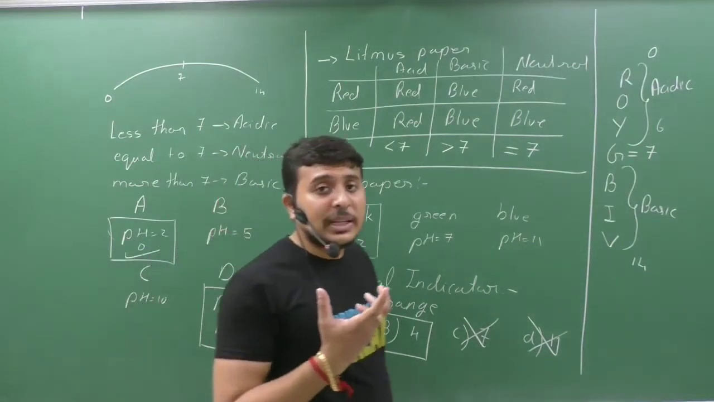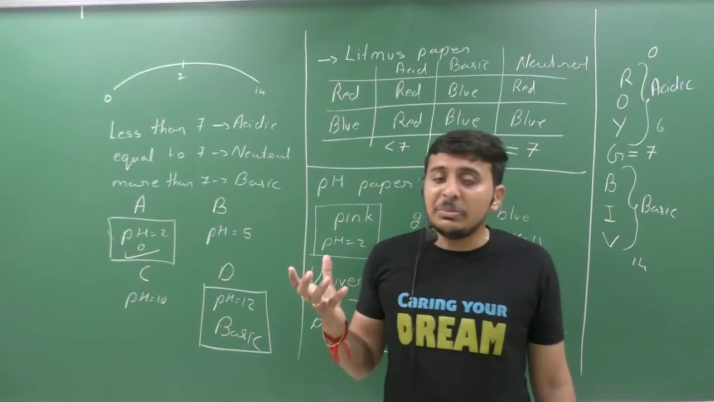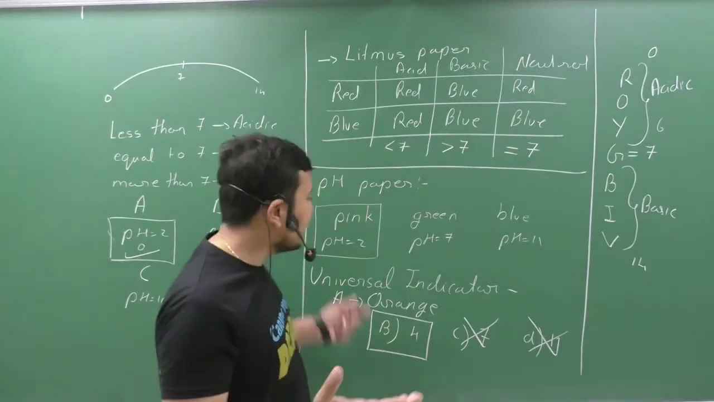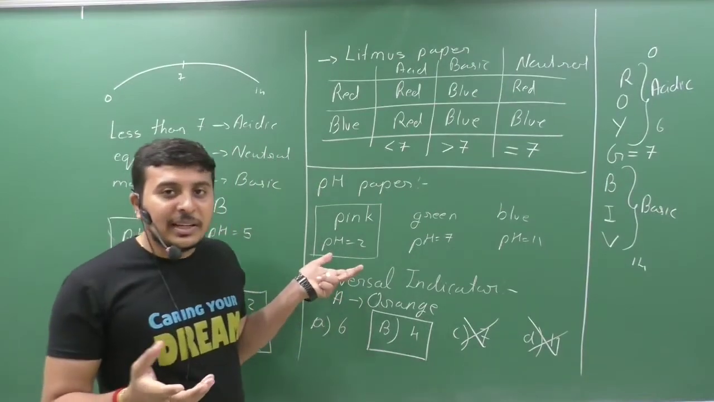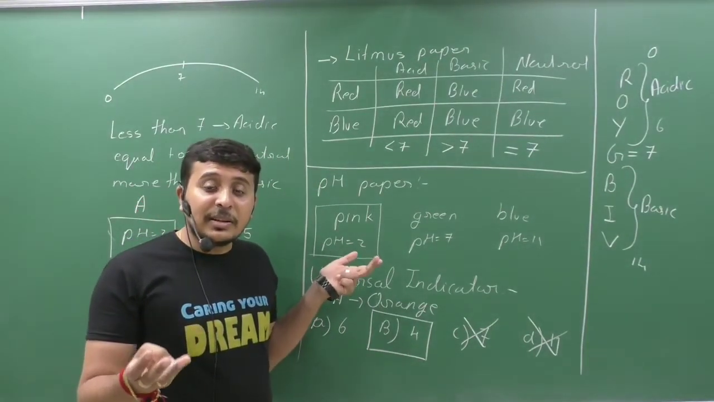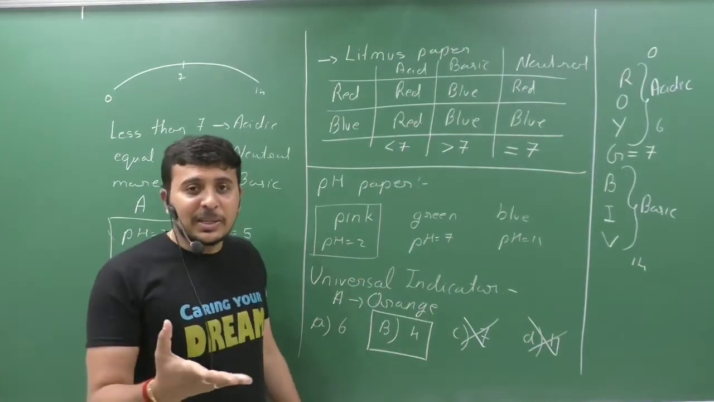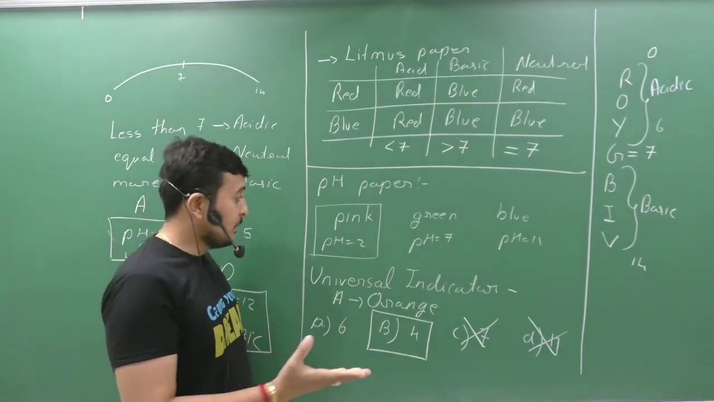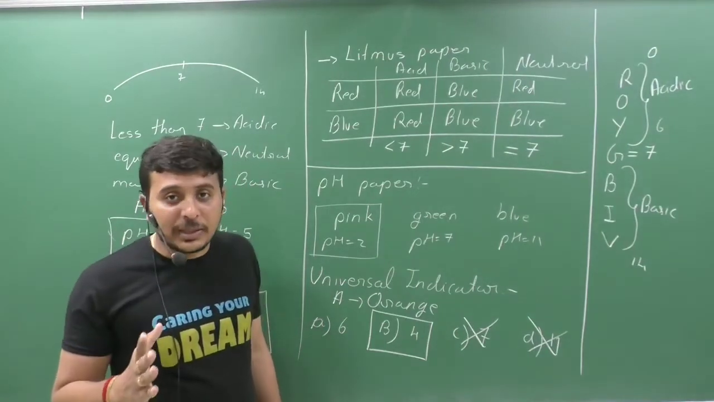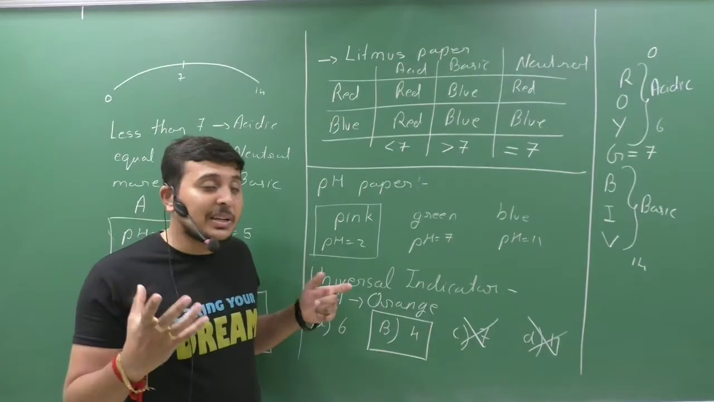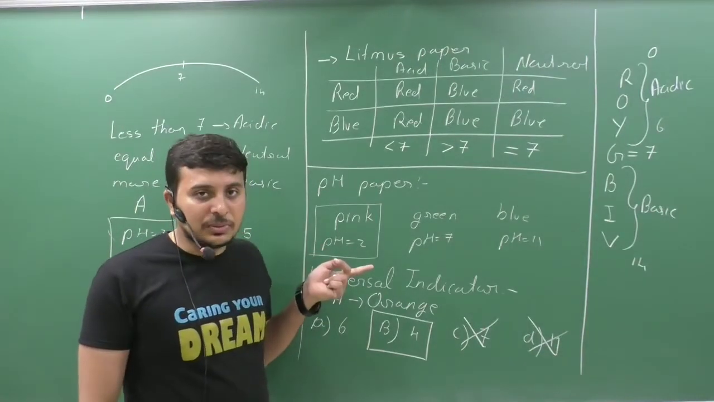But as we know, there are many shades of pink. Clear? Especially if we ask the girls, there are many different types of pink. It can be light pink, dark pink, red pink, magenta pink, baby pink, peach pink. So there are many different types of pink, and for which pink color do we have to choose the pH equal to 2?